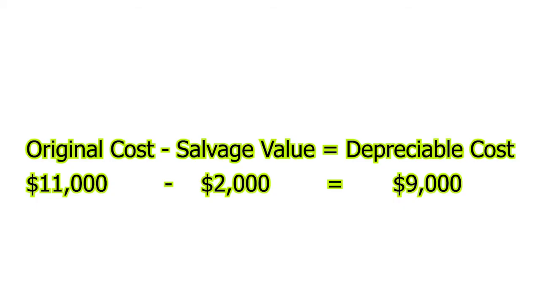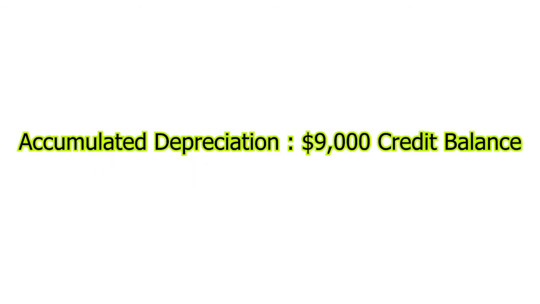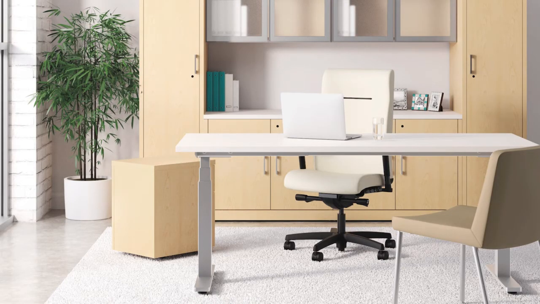The furniture's original cost minus the expected salvage value is known as the depreciable cost, in this case $9,000. Each year, Lydia will record $900 of depreciation like this. After 10 years, accumulated depreciation will have a $9,000 credit balance. If at that point Lydia does in fact sell the furniture for $2,000, she'll need to record the inflow of cash and write off the office furniture and accumulated depreciation balance.